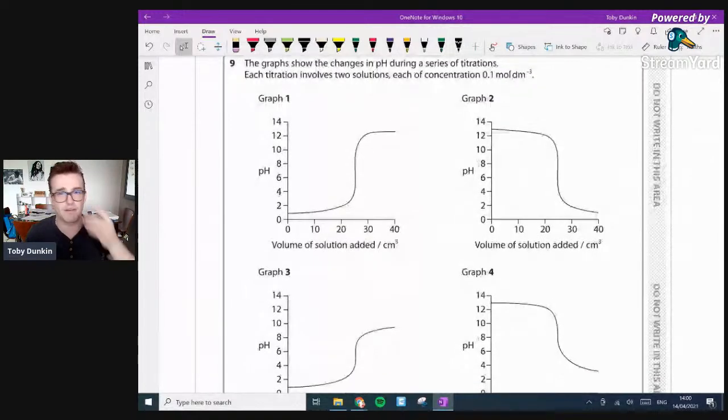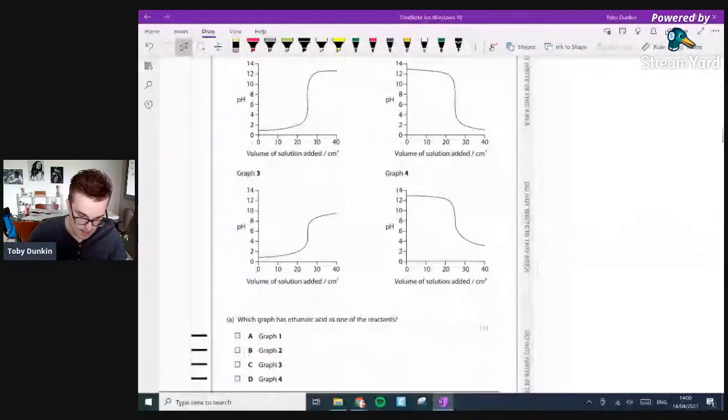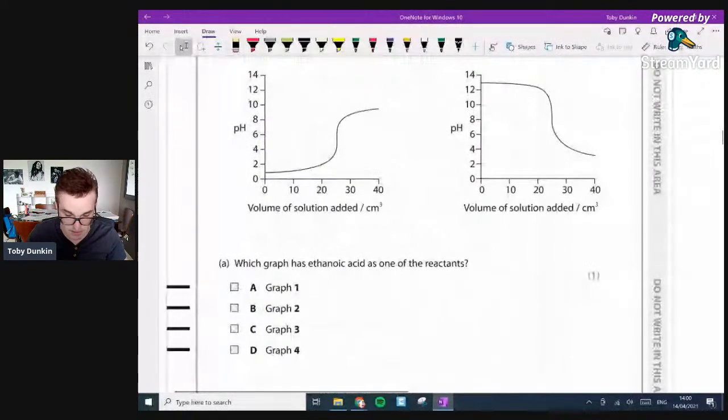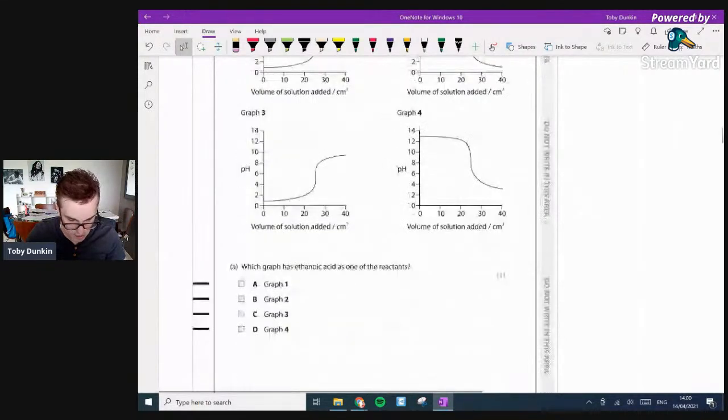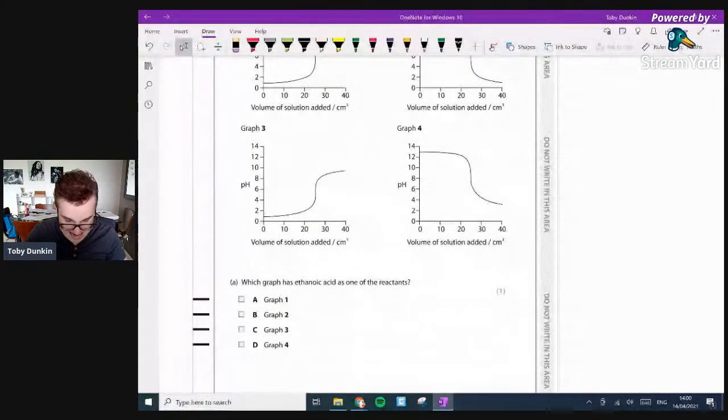I don't really do basic buffers; they're much less common in A-level. Which of the graphs... okay, so they're given us pH graphs. We had one of these last time, I believe. And this time it says, question number 1, which graph has ethanoic acid as one of the reactants?